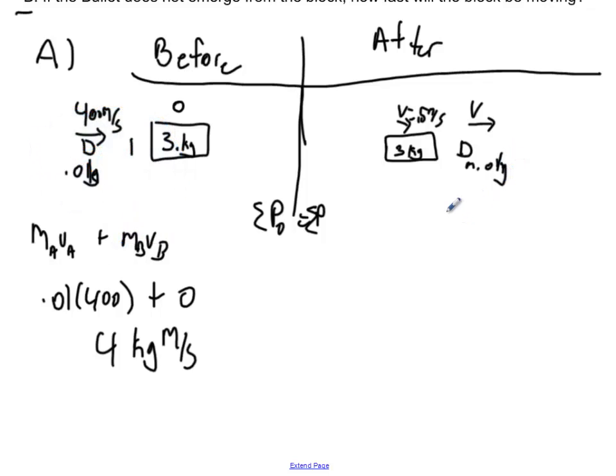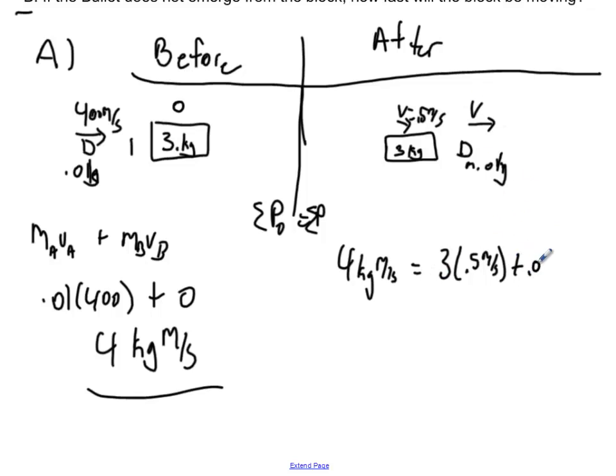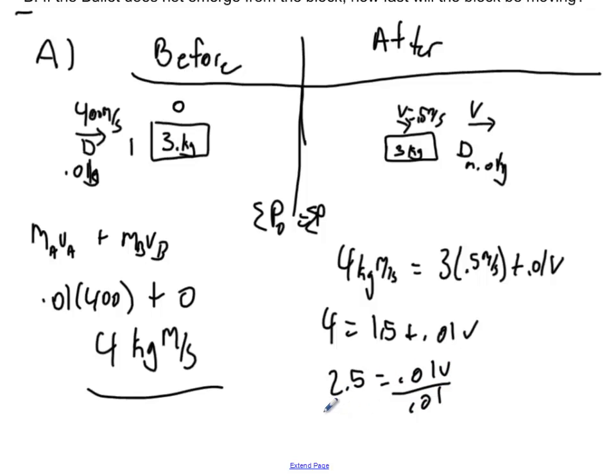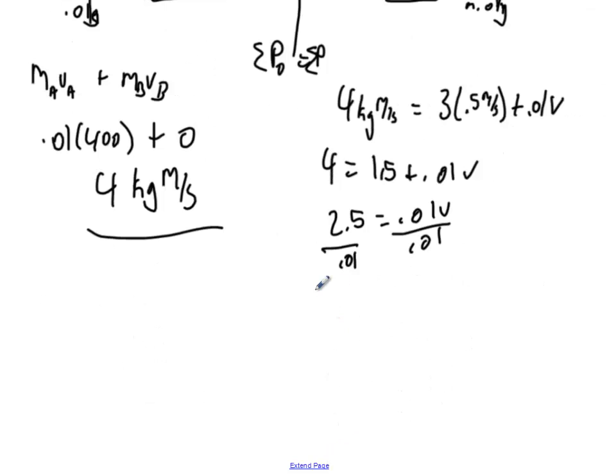Over here, what's my final momentum? Well, it has to be this. So 4 kilogram meters per second is equal to 3 kilograms times 0.5 meters per second plus the mass of this thing, 0.01, times its velocity, v. I don't know what its velocity is. I'm looking for it. So 4 is equal to 1.5 plus 0.01 v. I can subtract that over. I get 2.5 equals 0.01 v. Divide both sides by 0.01, and I get a velocity of 250 meters per second.